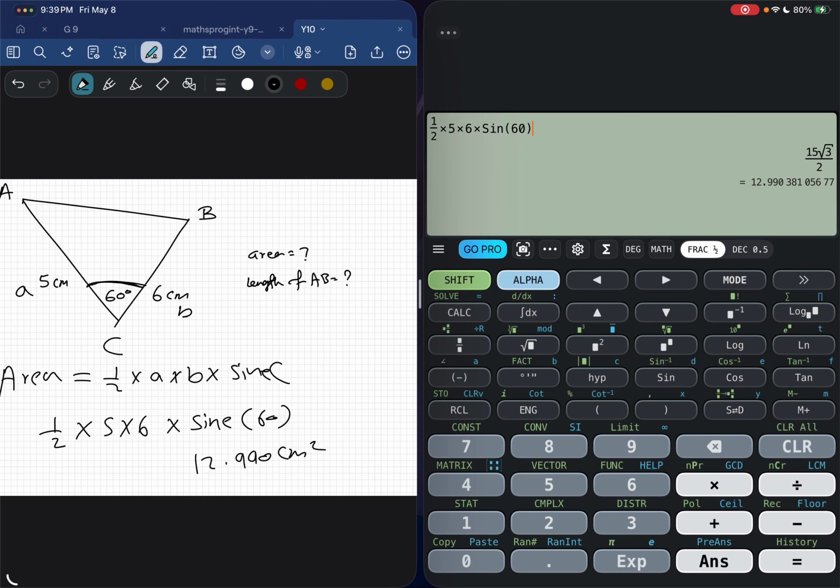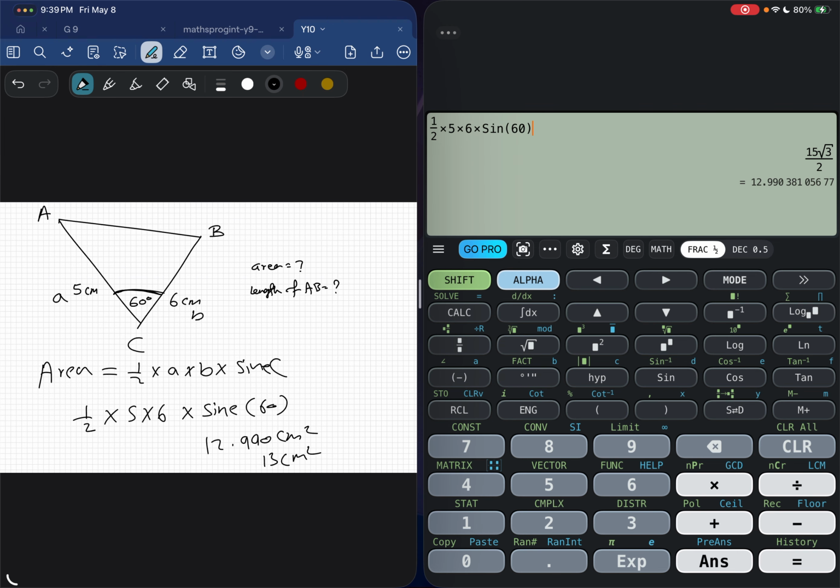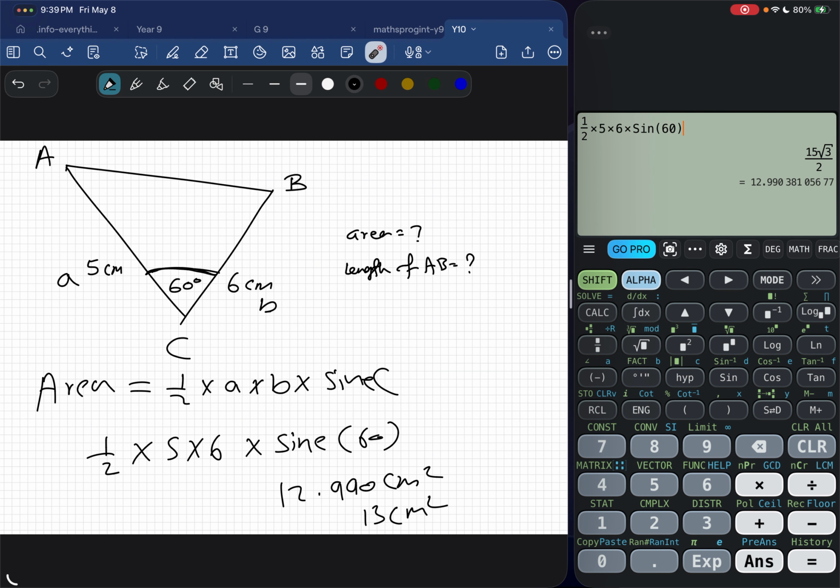If you want to round to the nearest whole number, it's going to be 13 centimeters squared. This is how you find the area. If they asked you to find the length of AB, okay, so this one, that will be a different case. But we got the area only.